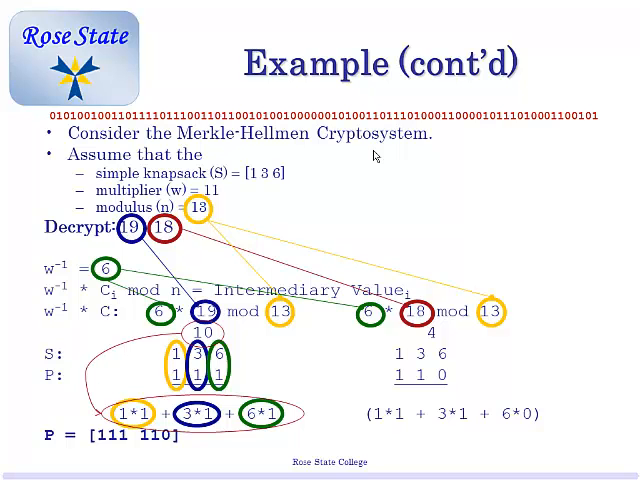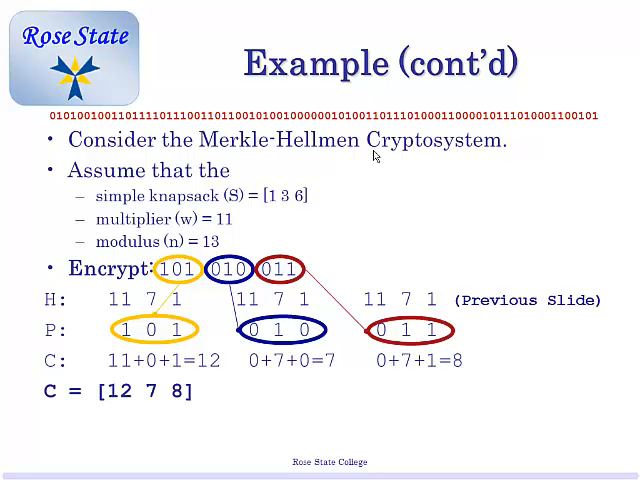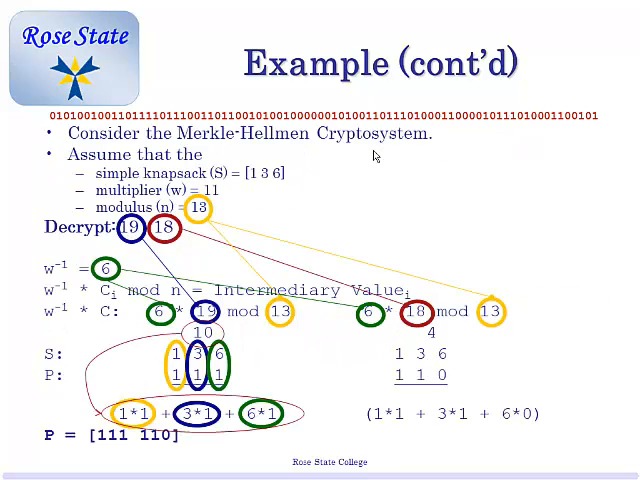Okay, now we're going to decrypt something. Now you'll notice here I'm decrypting something different. Remember, I encrypted and got 12, 7, and 8. I'm decrypting something different, and there's a reason for that. So Carol now has her simple knapsack, her multiplier, and her modulus still. She's the only one with that information. We calculate the multiplicative inverse of W, which is 6. Remember, it's based on these two, and then we use the same example.